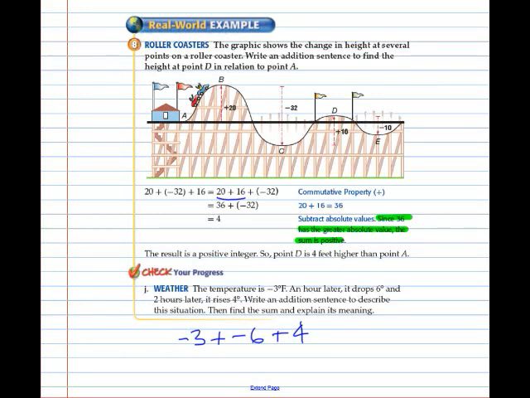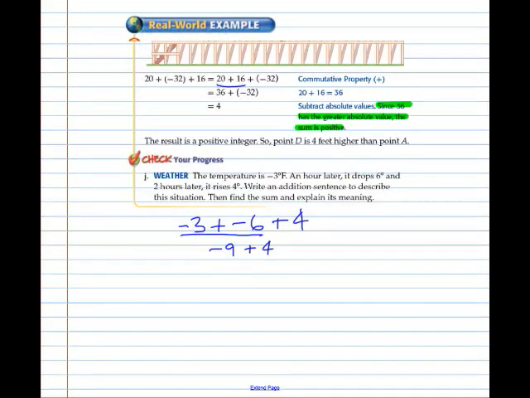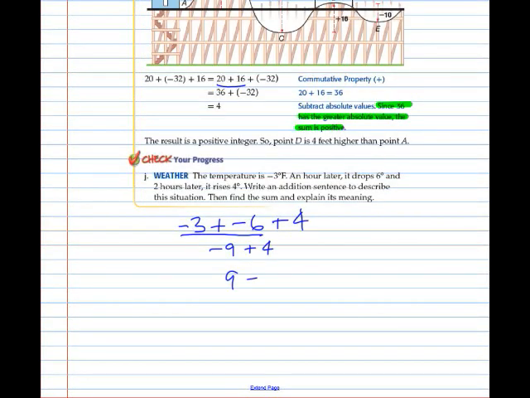So if we start at negative 3, we add negative 6, and then we add 4. In this case, we would add the two integers with the same sign, get negative 9 plus 4. The absolute value of negative 9 is 9. The absolute value of 4 is 4. Subtract to get 5. The result is 5 because the negative 9 has the greater absolute value. Our sum is negative 5.